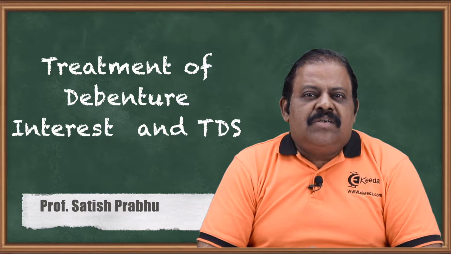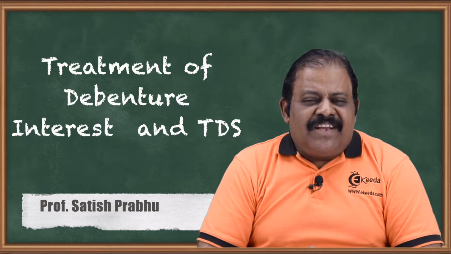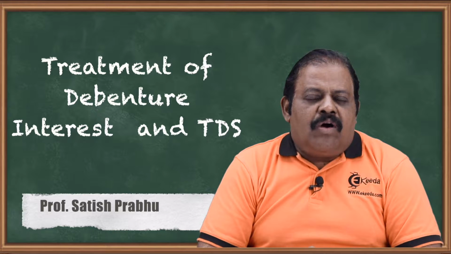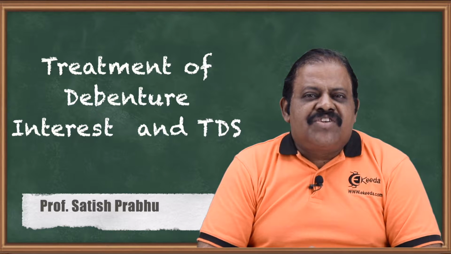This amount of tax deducted by company will be directly deposited to government treasury. Debenture holders will get credit for this tax deposited by company to government. In this question, we'll be discussing this concept.